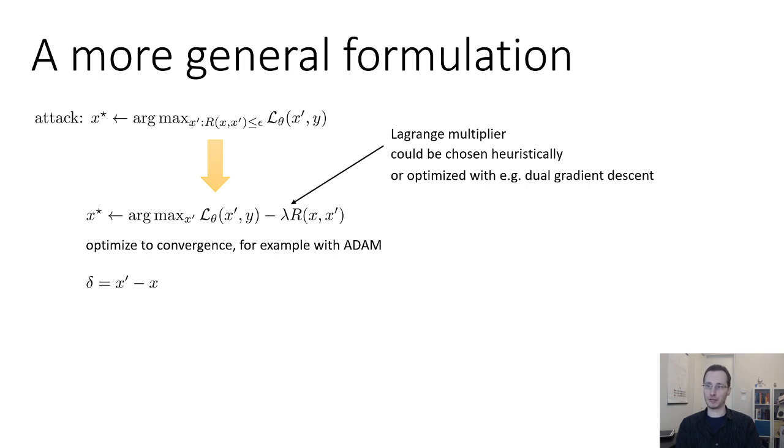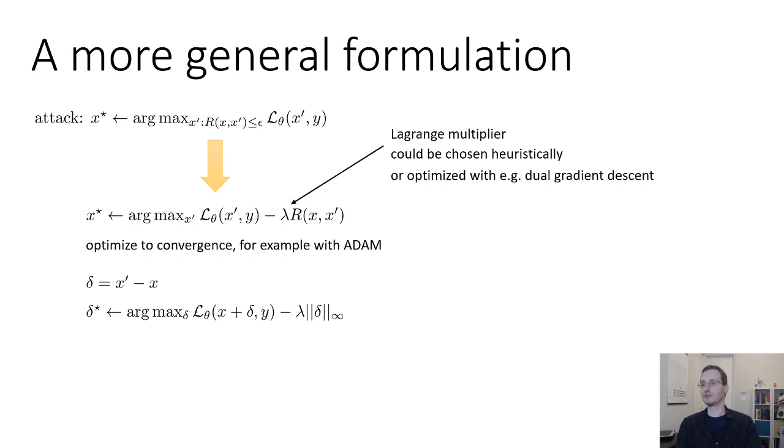Oftentimes when you see these kinds of attacks described in the literature, they'll actually represent it not in terms of x prime, but in terms of delta, which is the difference between x prime and x. And then you will often see it written like this. Find the delta that maximizes the loss at x plus delta minus lambda times some norm of delta.